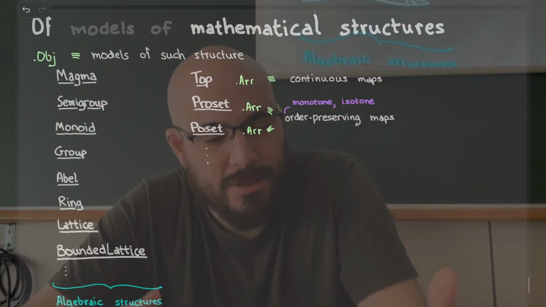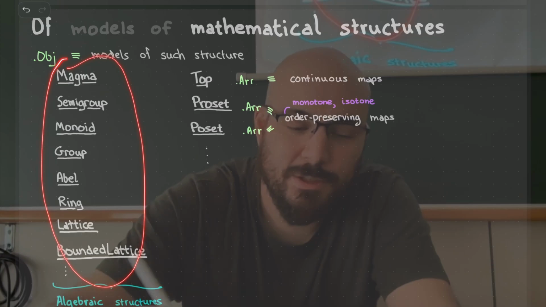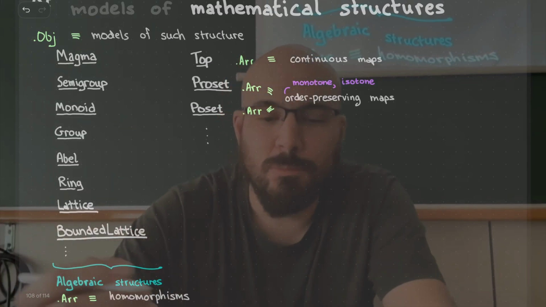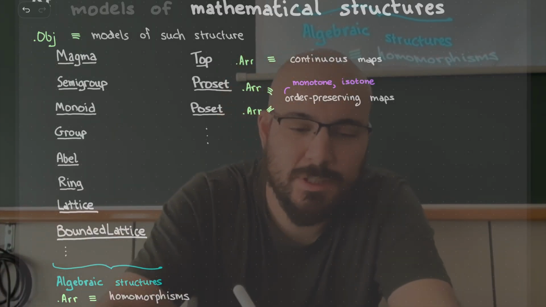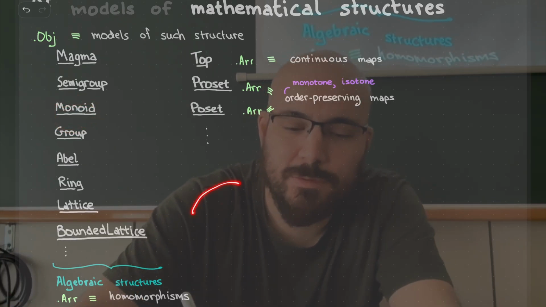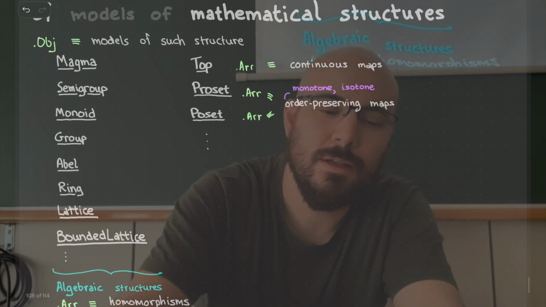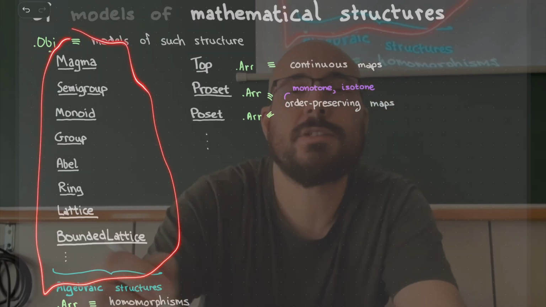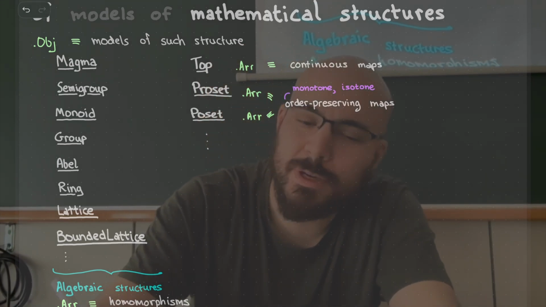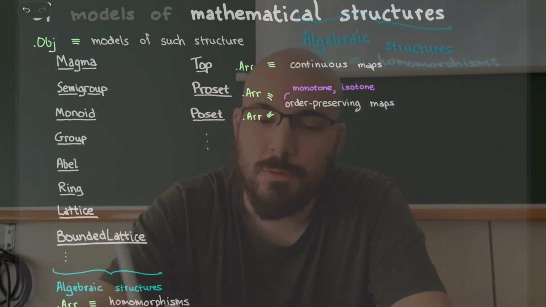We met a bunch more categories based on mathematical structures. Here are some algebraic structures that we have talked about a bit in this course, and in all of them, the objects are models of such mathematical structures. So, for example, in monoids, the objects are all the monoids. How you get from one to another is through homomorphism, which we have defined uniformly for all algebraic structures. It means respect all the operations. And some more structures that are not algebraic we have met, like topological spaces with continuous functions, and prosets and posets with order-preserving maps.